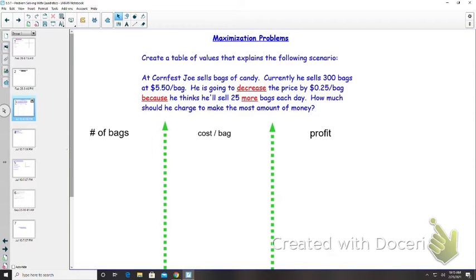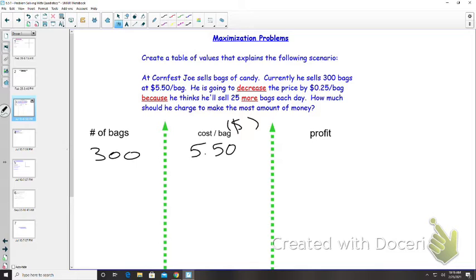So at Cornfest, Joe is selling bags of candy. Currently, he sells 300 bags at $5.50 per bag. So this unit is in dollars. Okay, so we can calculate that. If he sells 300 bags at $5.50 per bag, his profit will be $1,650.